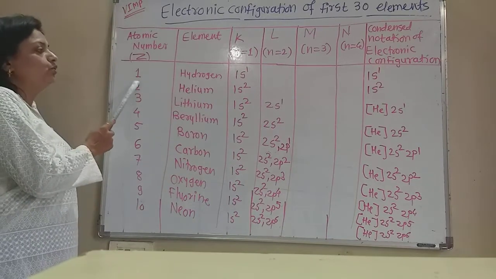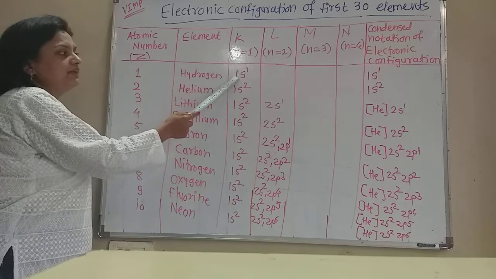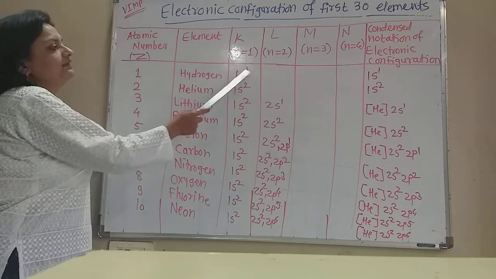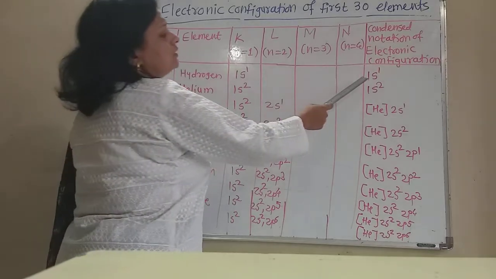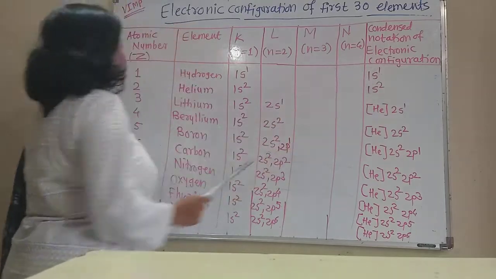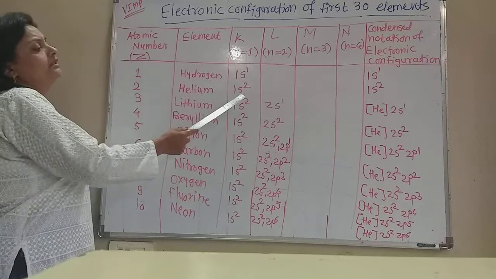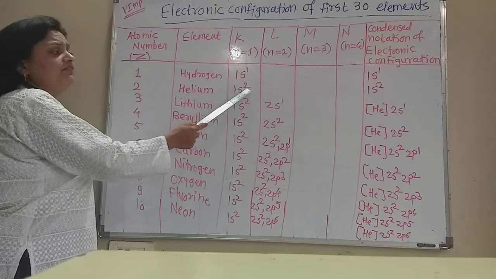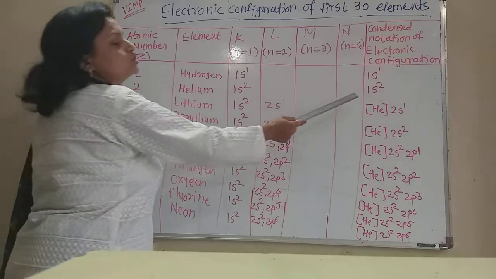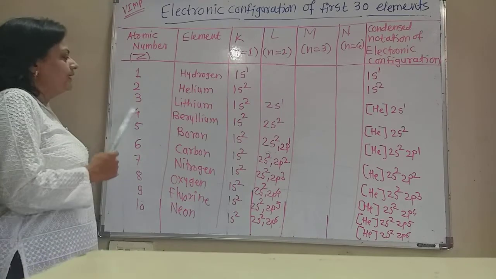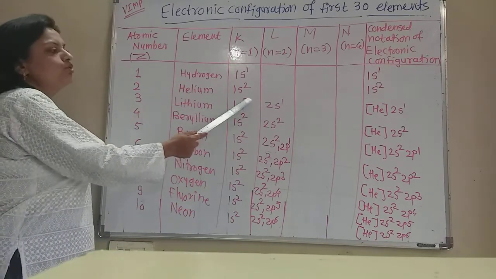Now see hydrogen, having only one electron. So in the first main energy level there is the s orbital and it contains one electron, 1s1. This is the electronic configuration. Here also the condensed notation is 1s1. Helium has atomic number 2. This 1s orbital is completely filled with 2 electrons, so the electronic configuration is 1s2. Here also 1s2. Again lithium has electronic configuration 1s2, 2s1.